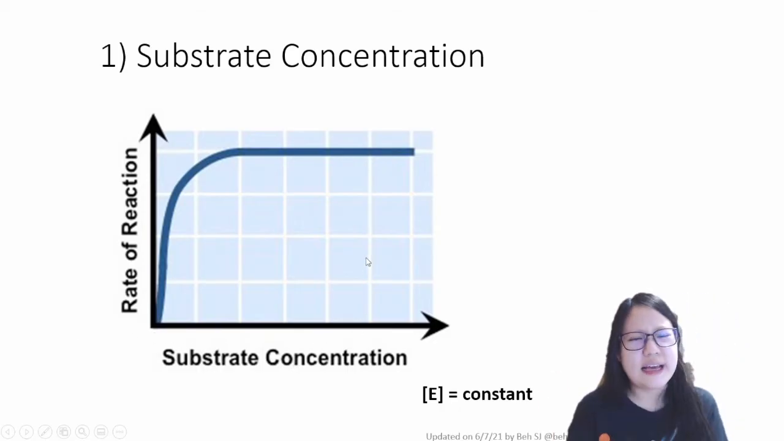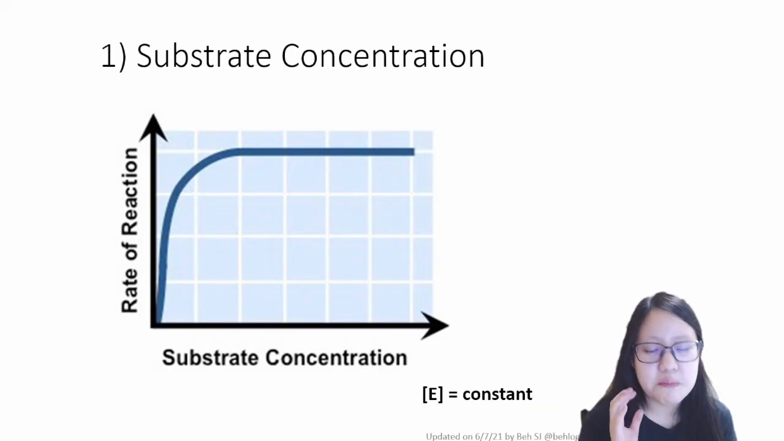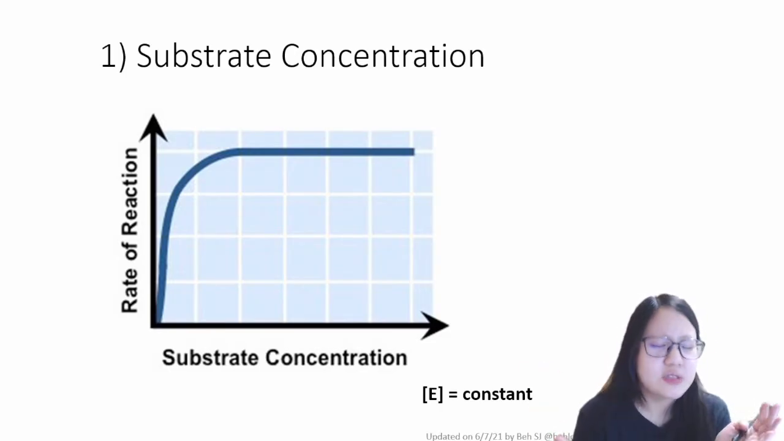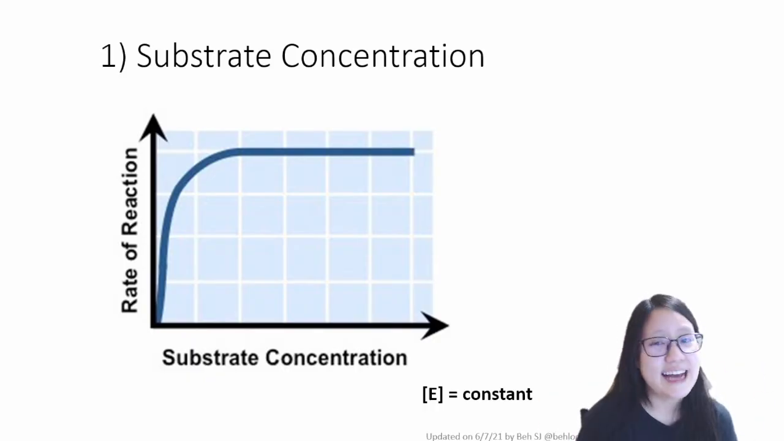Now, it looks like it's the same shape, but it's not. It is not the same. It doesn't mean the same thing. It's the same shape, fine. It doesn't mean the same thing. How do we know? Read the axis.